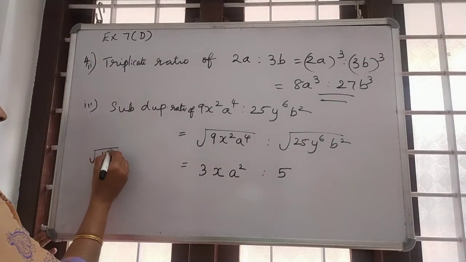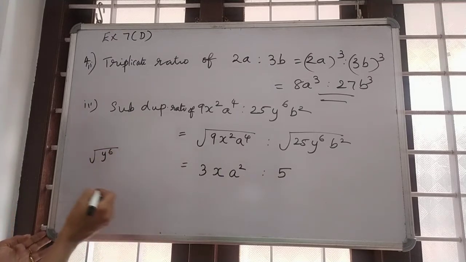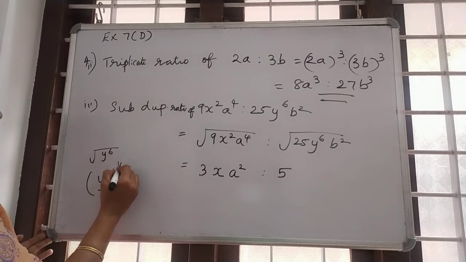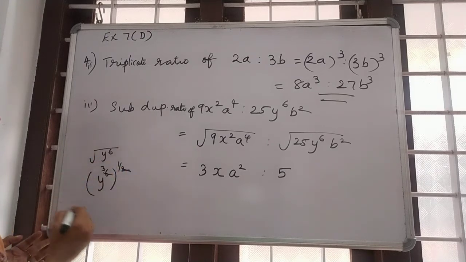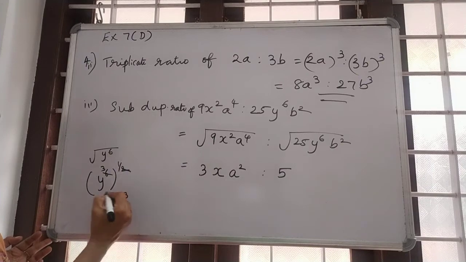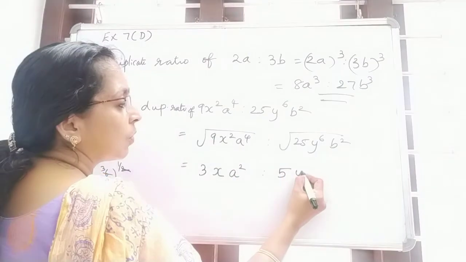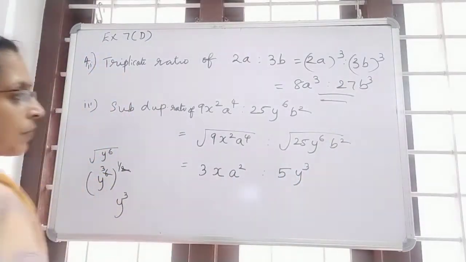Root of y raised to 6. Do in the working column. Y raised to 6, the whole raised to 1 by 2. Root means 1 by 2. So 2 and 6 cancel. It will be 3. So y raised to 3. So root of y raised to 6 is y raised to 3.